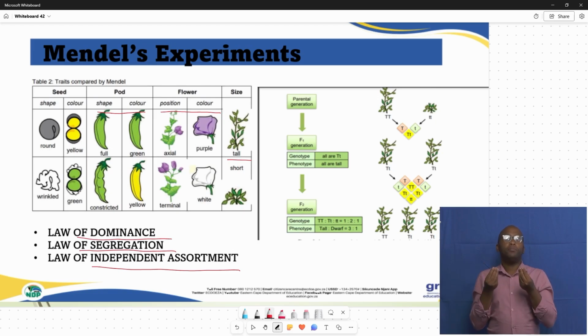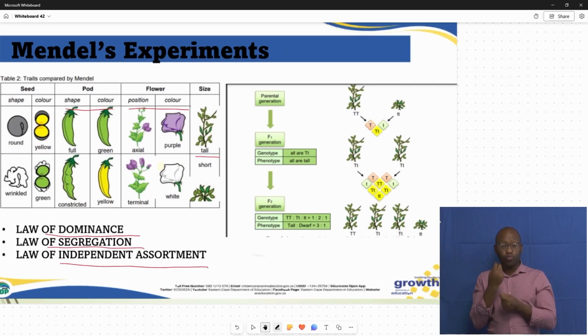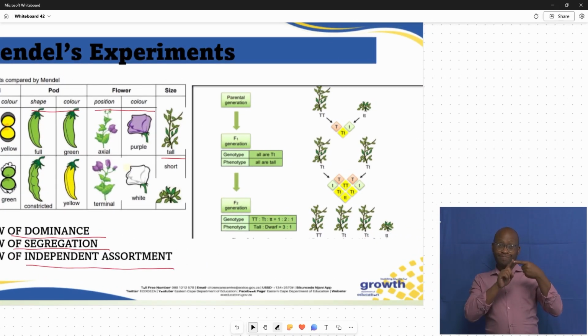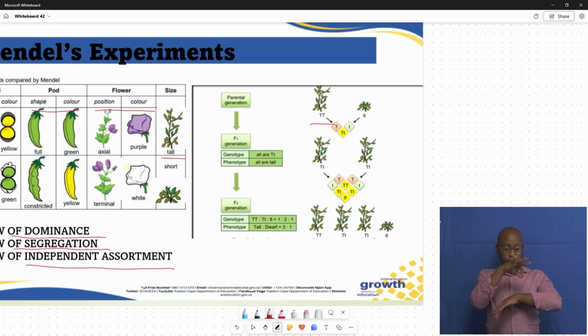And in this particular lesson, we are only going to be covering the first two laws. Now, if you look at this diagram here on our right, we can see that there are two plants: a tall plant and a short plant. Now, pea plants are self-pollinating plants.